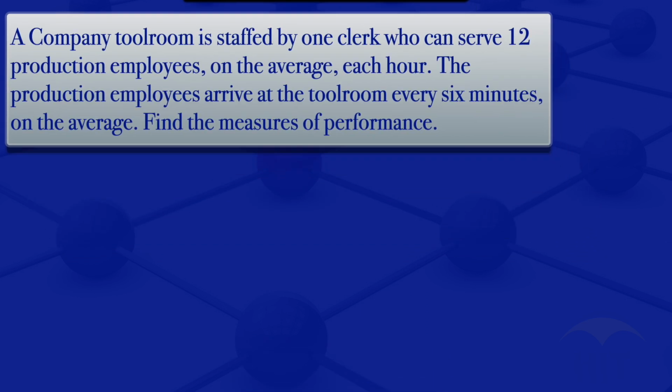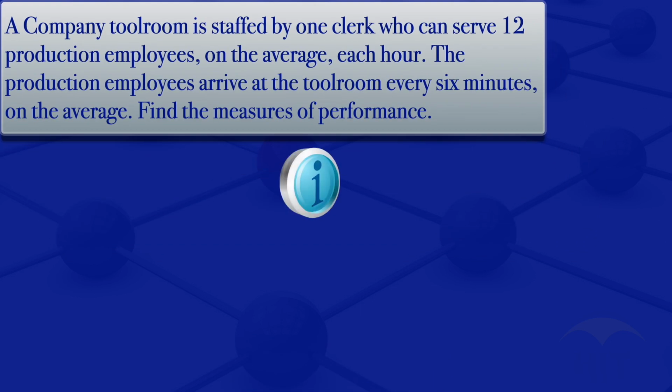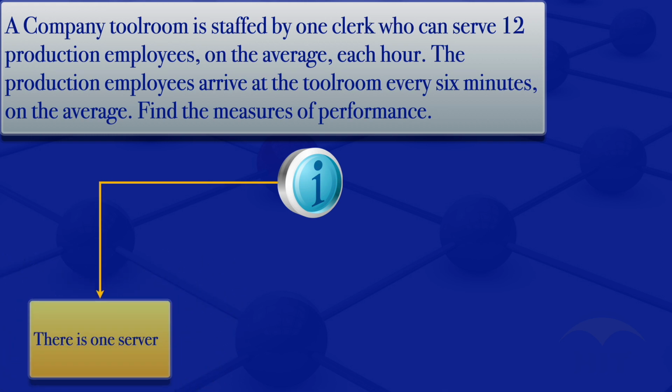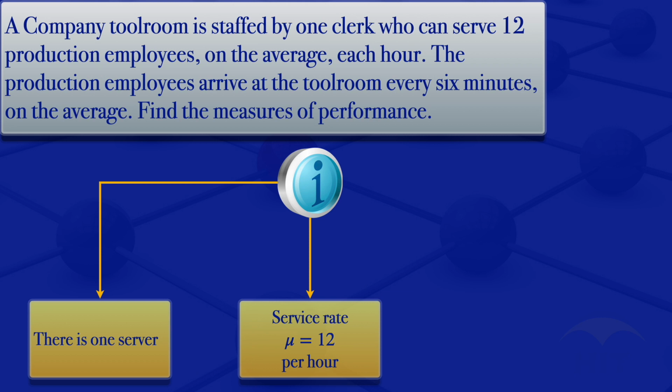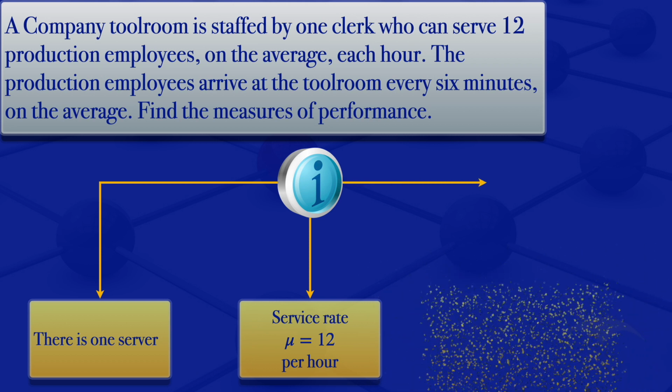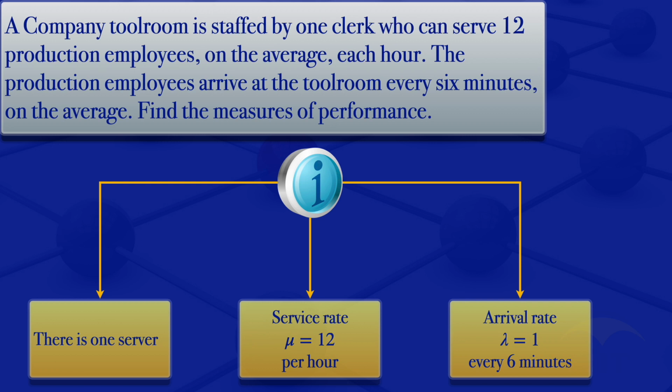So I'll start by looking at the information that we are given. We are given that there is one server. So for the performance measures, we are looking at the performance measures of a single server queuing system. And we have the service rate there, our mu is at 12 per hour. And the arrival rate, our lambda, is 1 every 6 minutes, just because we have one employee arriving every 6 minutes.